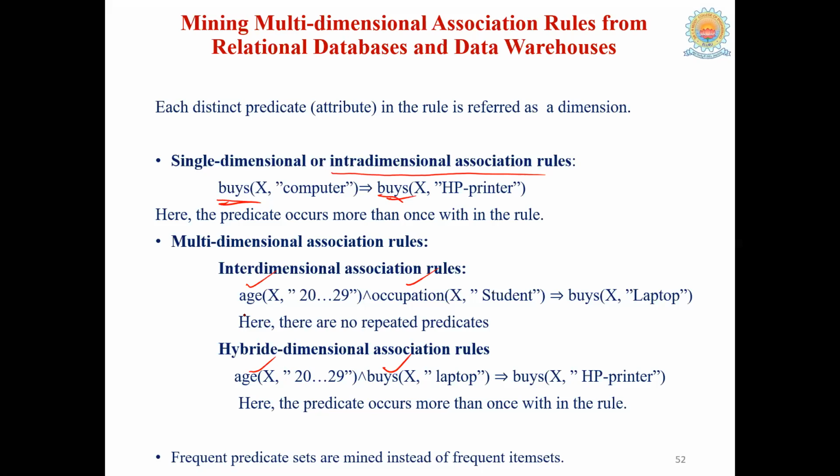So here, in a multidimensional rule, if all the dimensions are different, then that belongs to the interdimensional association rule. Or in a multidimensional association rule, if a predicate or dimension exists more than once, then that is a hybrid dimensional association rule.